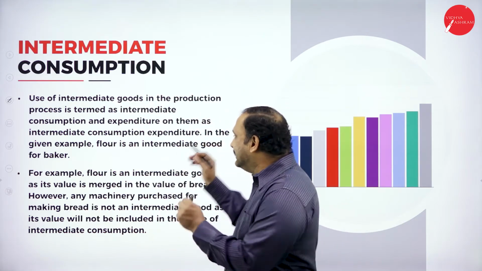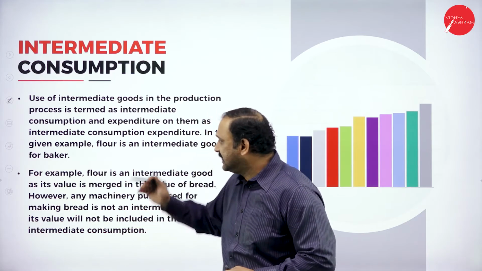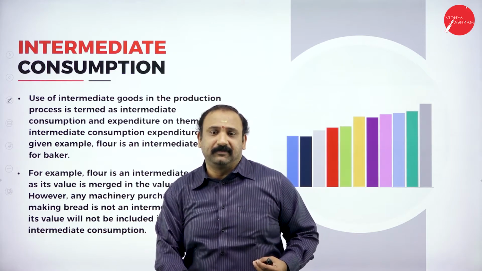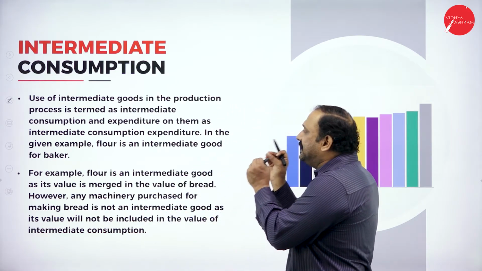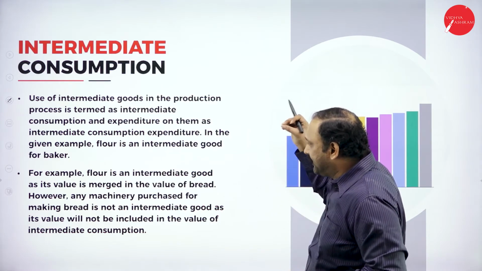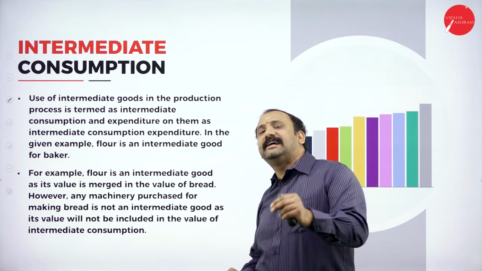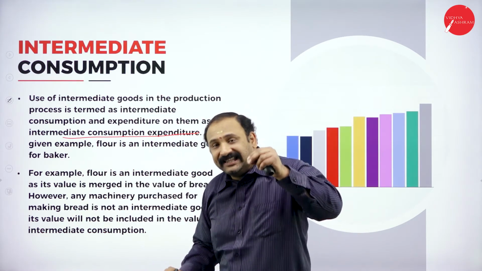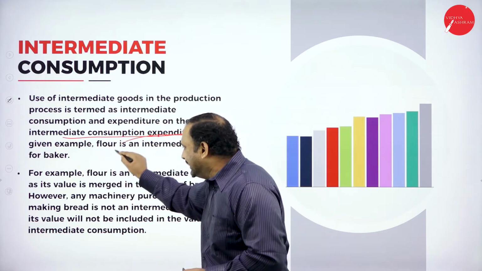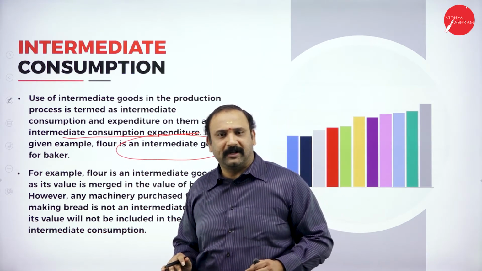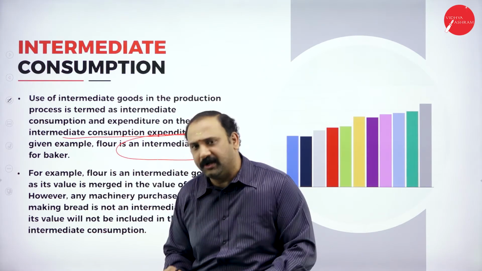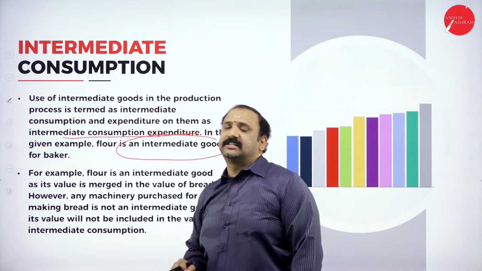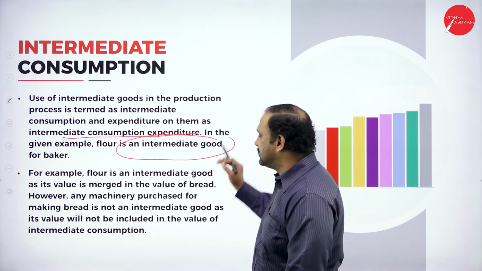The use of intermediate goods in production is termed intermediate consumption. So you're using the products for manufacturing something, so we call it intermediate consumption. And the expenditure on them is called intermediate consumption expenditure. So let's underline that factor also. In the given example, flour is an intermediate good for the baker. He is going to put some expenses on the flour, which is considered an intermediate good because he is making an expenditure on that. It's considered to be an intermediate consumption expenditure.